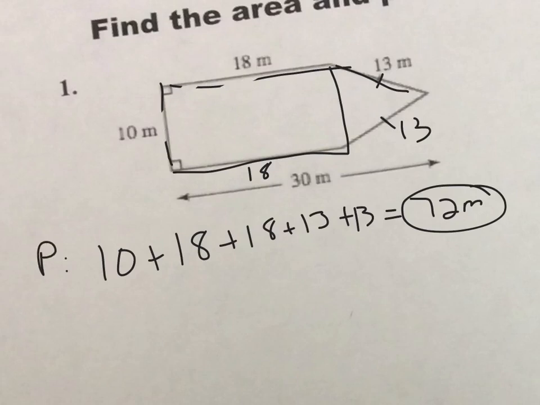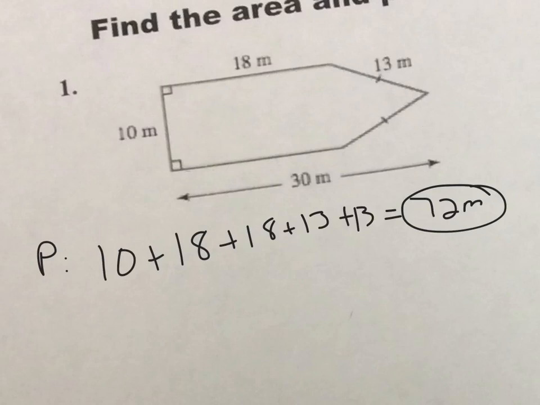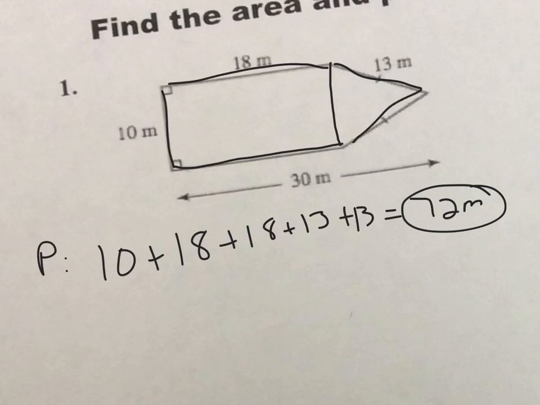Now I'm going to erase what I did up here, and I'm going to talk about the area. The area is the inside of that shape. So we're going to have to break that shape into different shapes and find the area of each individual shape. This black part is a rectangle, and the shape that's left is a triangle. The area of a rectangle is 18 times 10, length times width, so that's 180 meters squared.